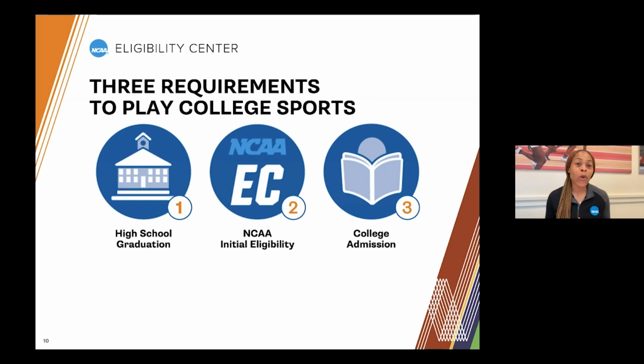Now, there are 3 requirements that we like to share when it comes to eligibility and your student athlete playing at the next level. The first requirement is that the student athlete must graduate high school. The second one is they must meet the academic and amateurism requirements of the NCAA Eligibility Center. And then they also have to meet the admission requirements to that NCAA college or school that they're looking at.